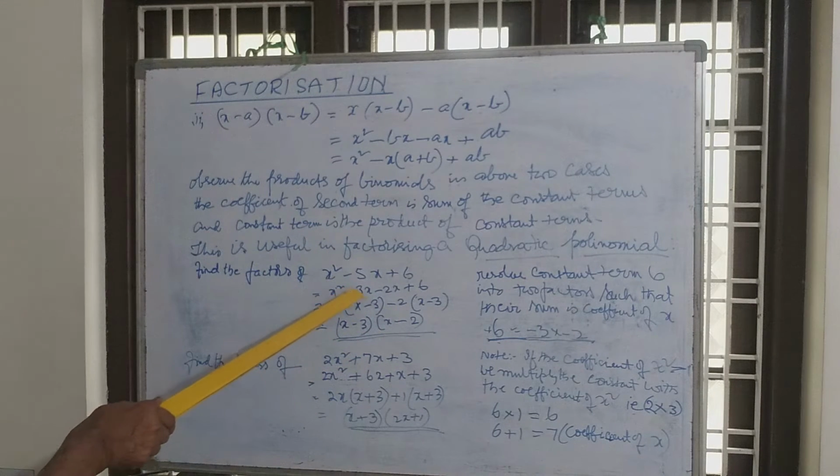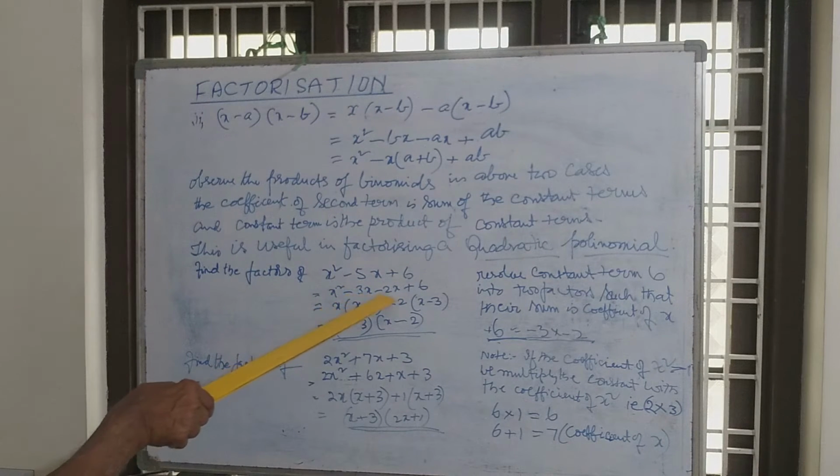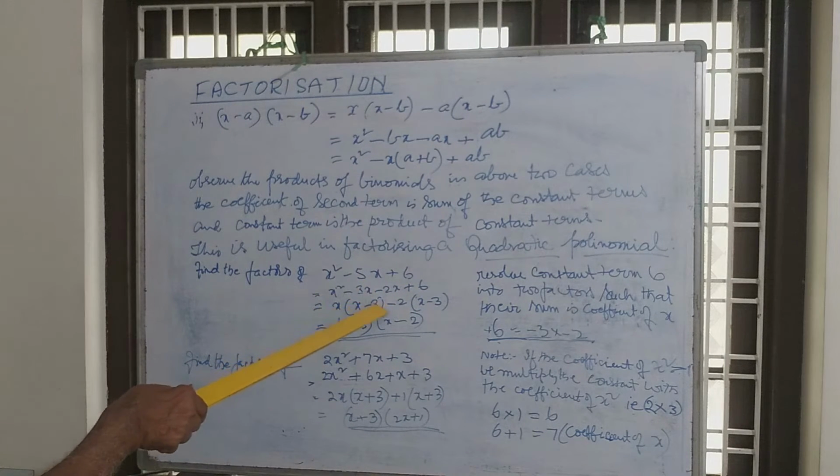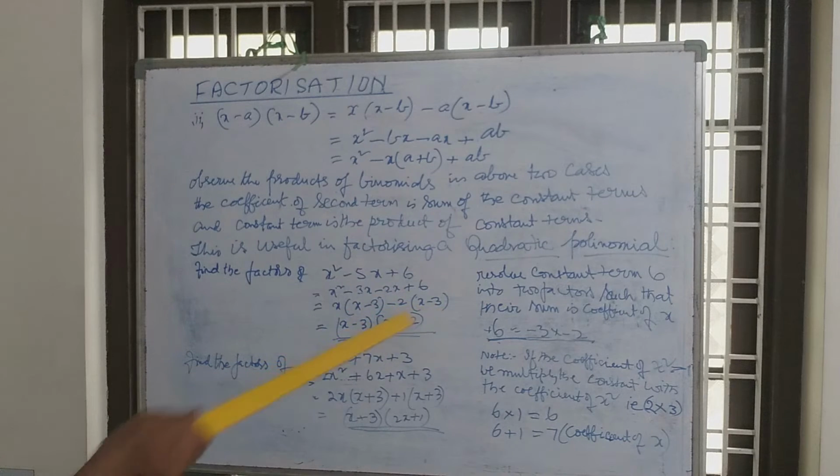So this is x square minus 3x minus 2x plus 6. I wrote 5x like this: minus 3x minus 2x plus 6. Take x common in the first two, x into x minus 3, minus 2 into x minus 3. So x minus 3 into x minus 2. These two are the factors of x square minus 5x plus 6.